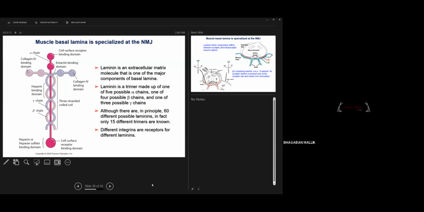So you can make a lot of combinations. You can have alpha 5, beta 4, gamma 1, something like that. There are 60 combinations you can make, and in the in vivo model it has been shown that 15 different trimers are present, but you can make 60 different combinations. So that is shown here, the laminin protein present in the extracellular matrix, the muscle cells, which talks to the presynaptic cells to form this functional connection.